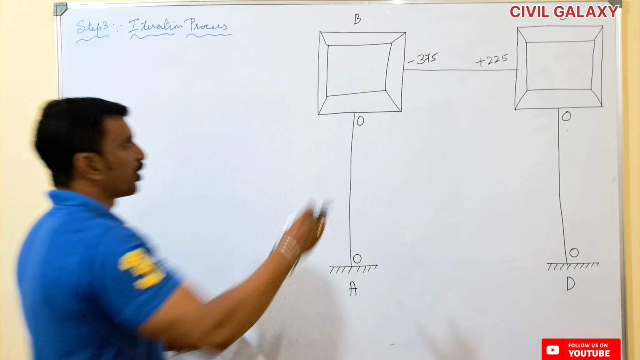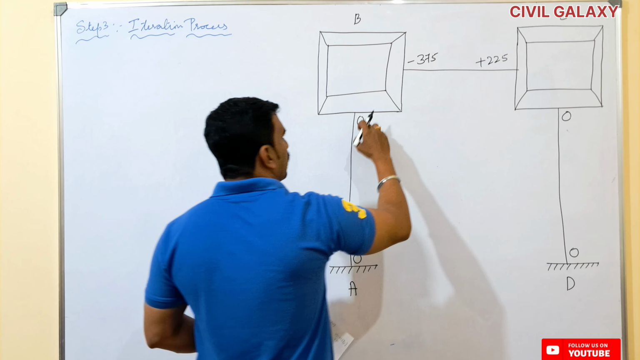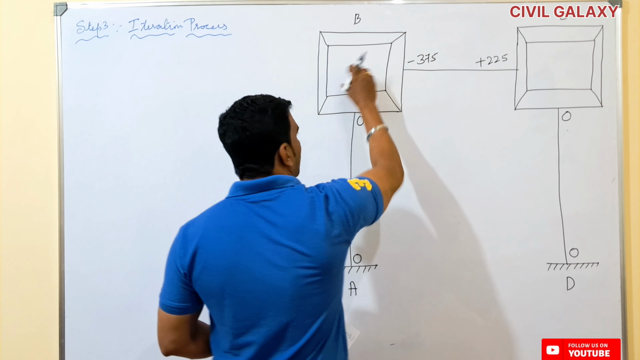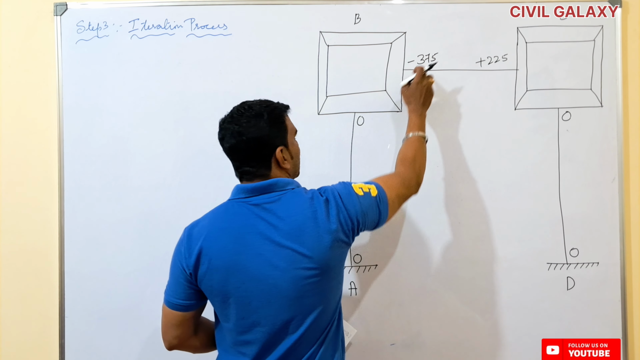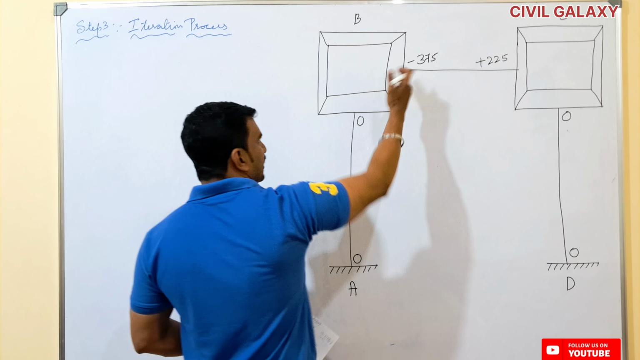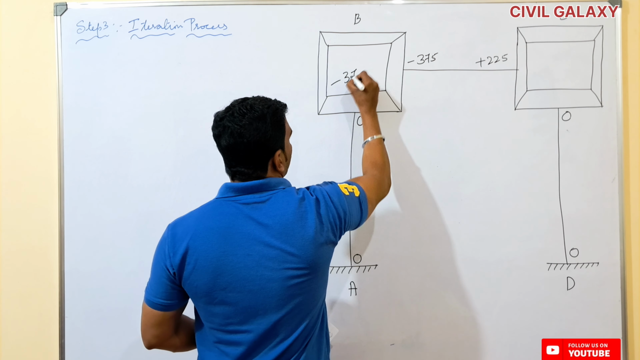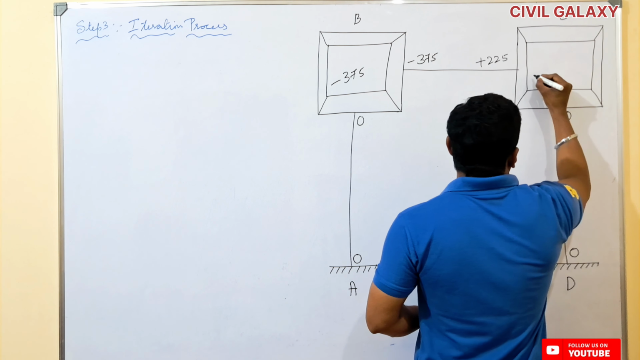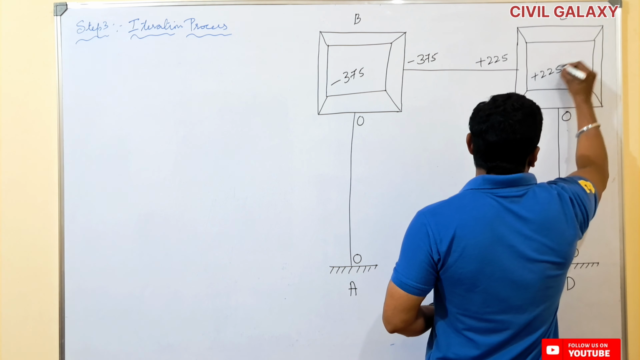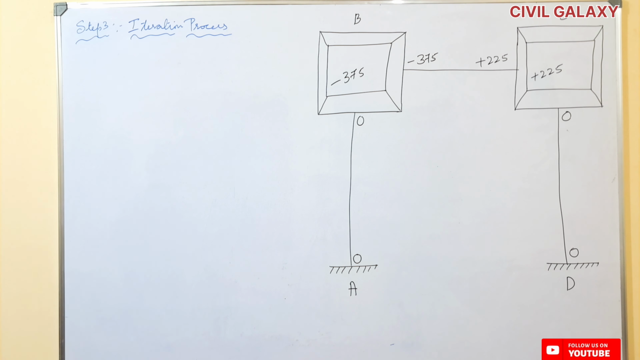Inside this box, we have to take the summation of the fixed end moment about that particular joint. So if we observe over here, this is 0 and this is minus 375. If we take the summation of these two fixed end moments, we are getting a value of minus 375. Similarly, at joint C, we get a value of plus 225 kilonewton meters.